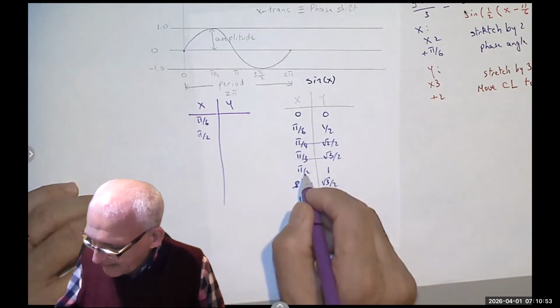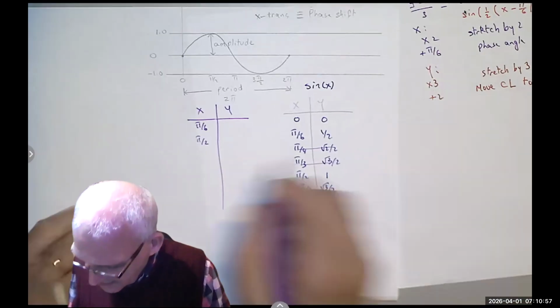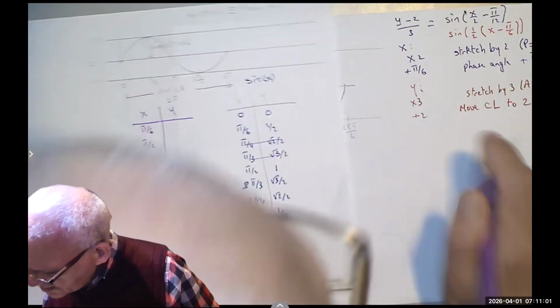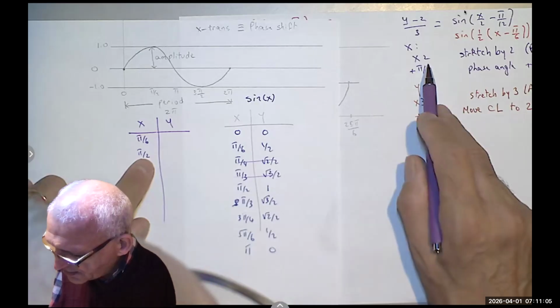When I multiply it by 2, it becomes pi. And then I'm going to add pi over 6. It would be 5 pi over 6. Why did I do that? What did we do? The x again, multiplied by 2.